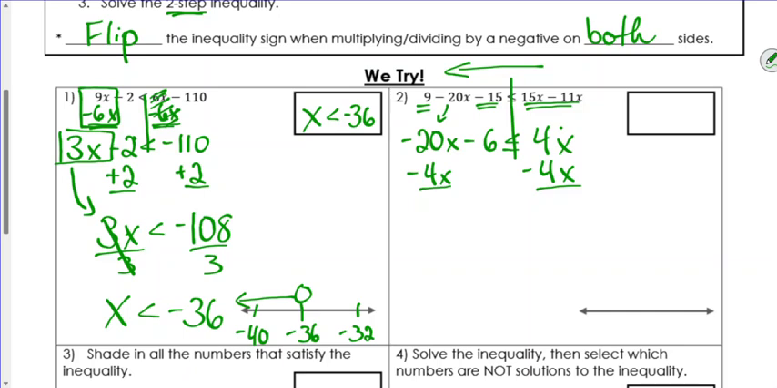I don't do anything with this minus 6 here. That's just going to come down, because those aren't like terms. I really can't combine something with an x with just that number by itself. But here I can subtract. Negative 20 minus 4 is negative 24, and that keeps the x attached to it.